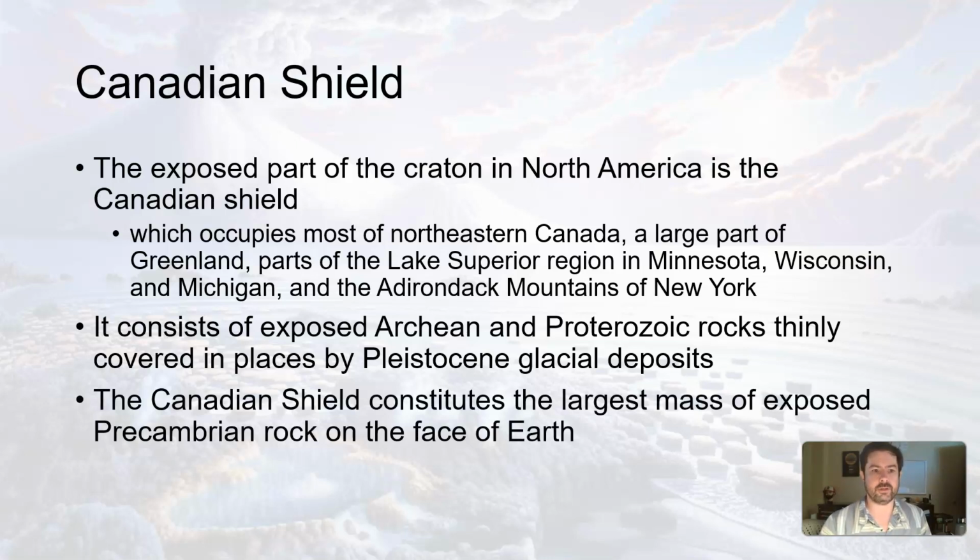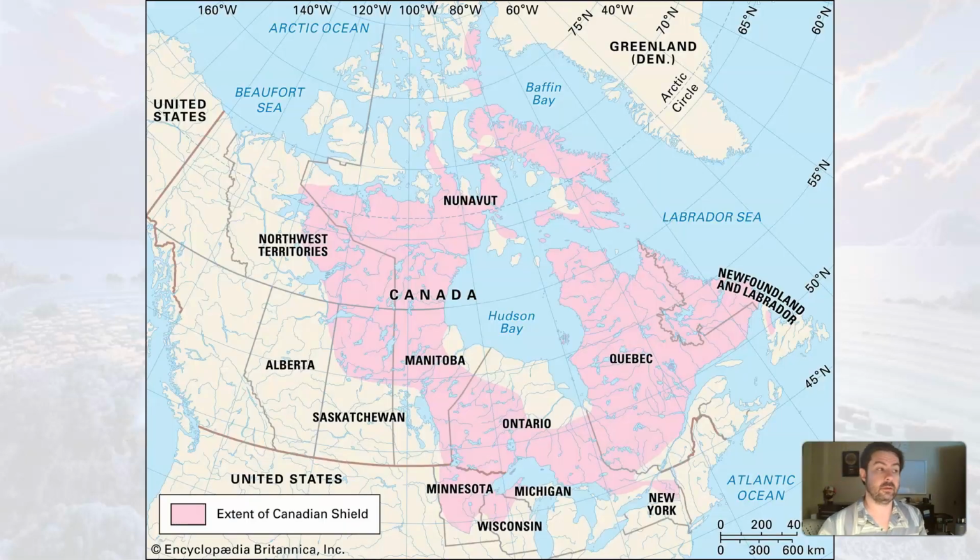Also, the Canadian Shield constitutes the largest mass of exposed Precambrian rock on Earth. All right, so the Canadian Shield, that's that pink stuff here. So this is all old exposed Precambrian rock. Now, if you remember, a number of units back, I talked about the oldest rocks on Earth, the Acasta gneiss, and those are located in northern Canada.